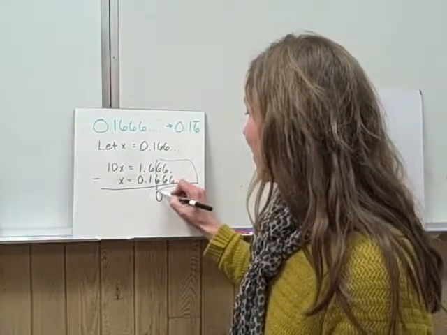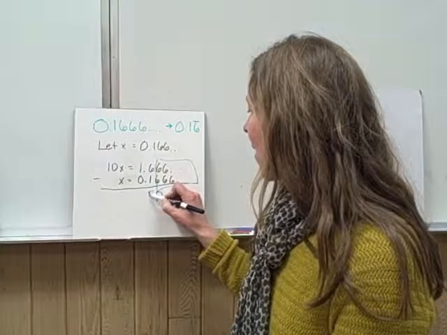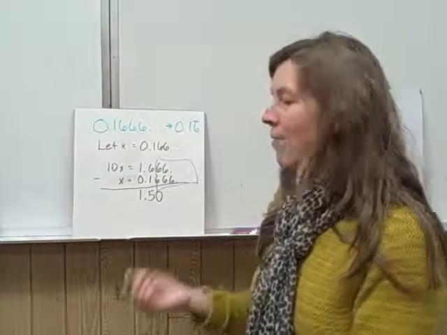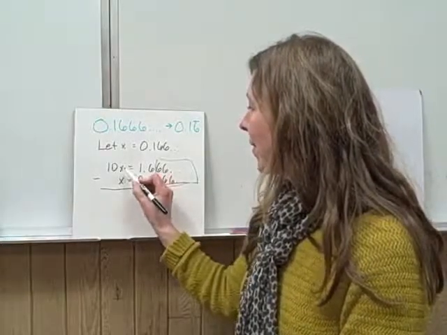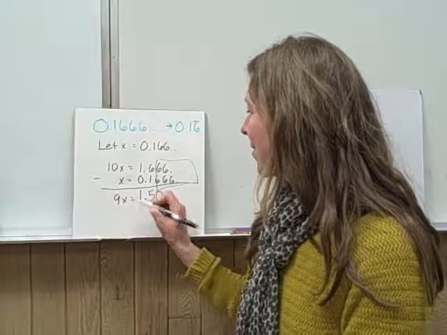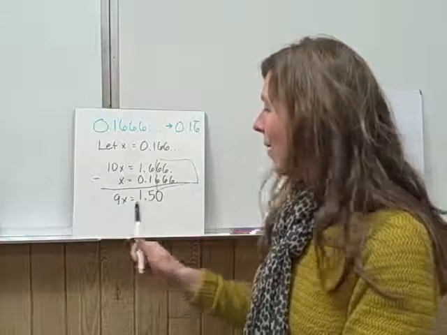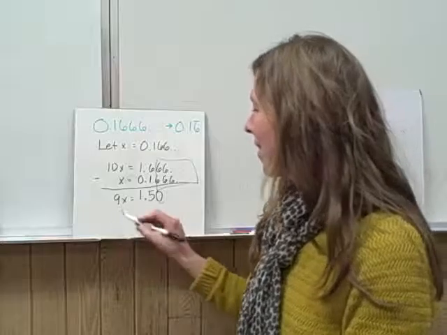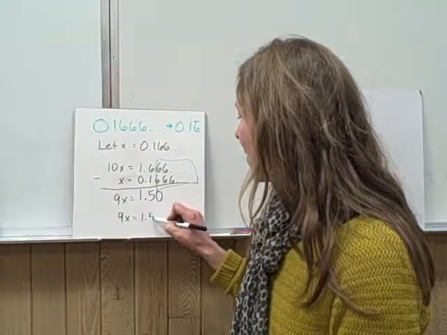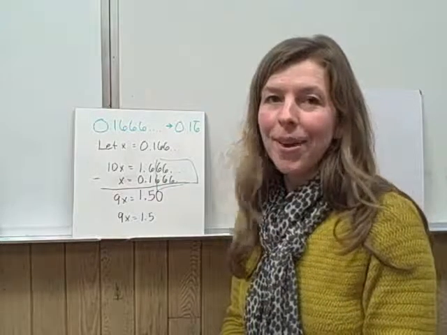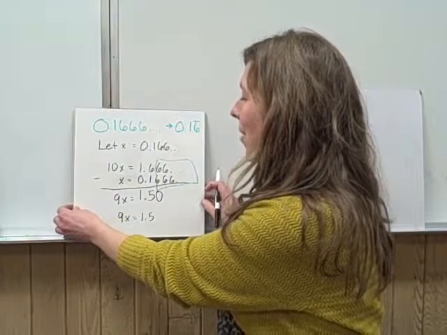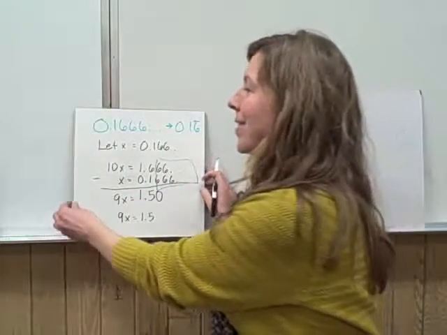That's all 0, isn't it? 6 minus 1 is 5. We have our decimal point. We're left with 1 and 5/10. 10x minus 1x is 9x. So you see what happens here? Now we have an equation that we can solve for x. So 9x is equal to 1.5. Okay, go ahead and solve for x. I'm going to switch. So pause and solve for x.